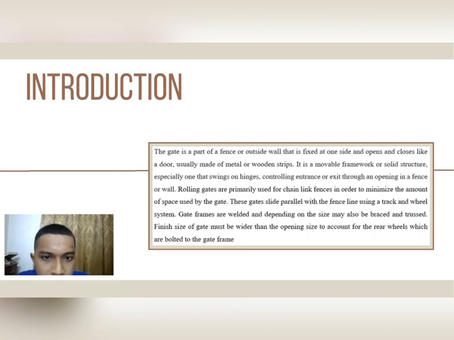Rolling gates are primarily used for chain link fences in order to minimize the amount of space used by the gate. This gate slides parallel with the fence line using a track and wheel system. Gate frames are welded and, depending on the size, may also be branched and flush. Finished size of the gate must be wider than the opening size to account for the rear wheels, which are bolted to the gate frame.